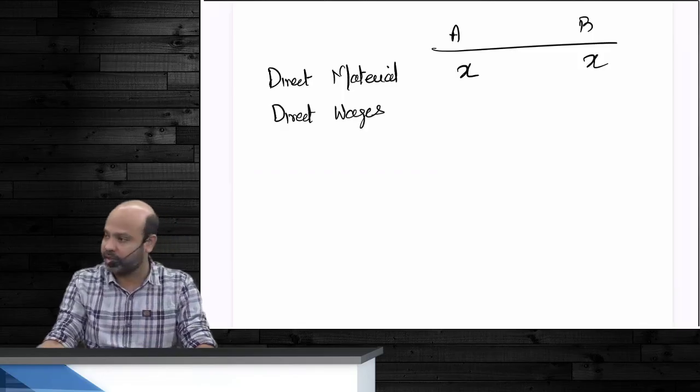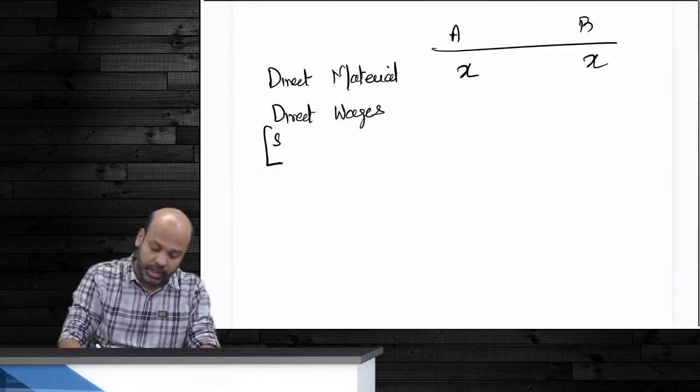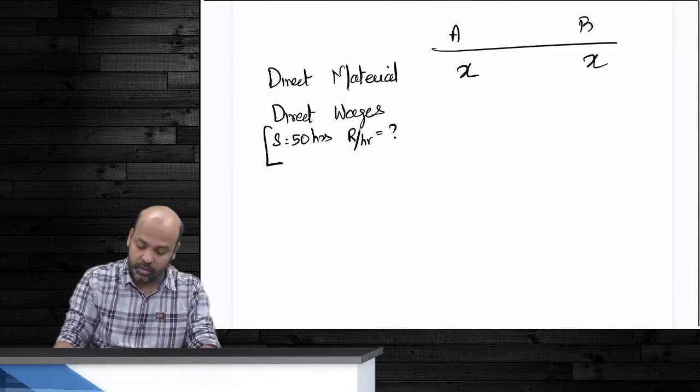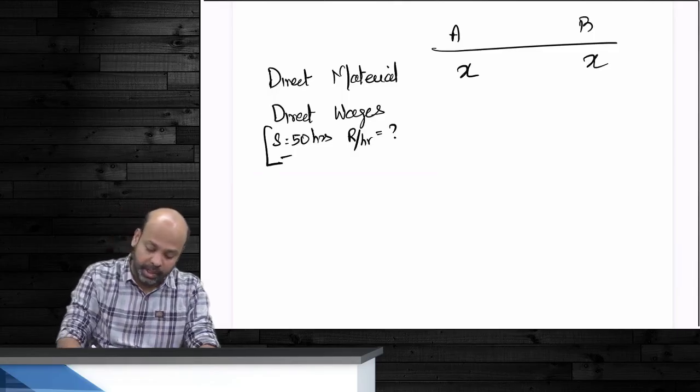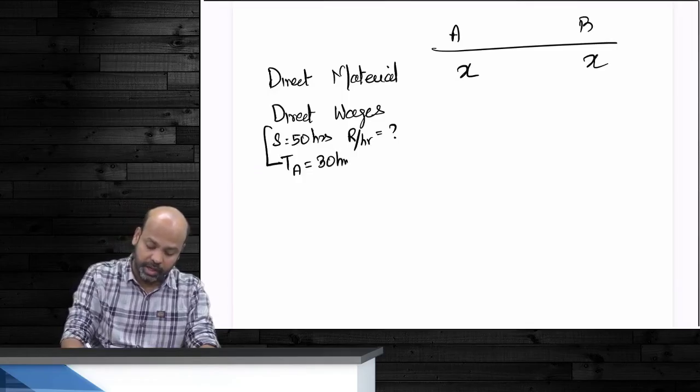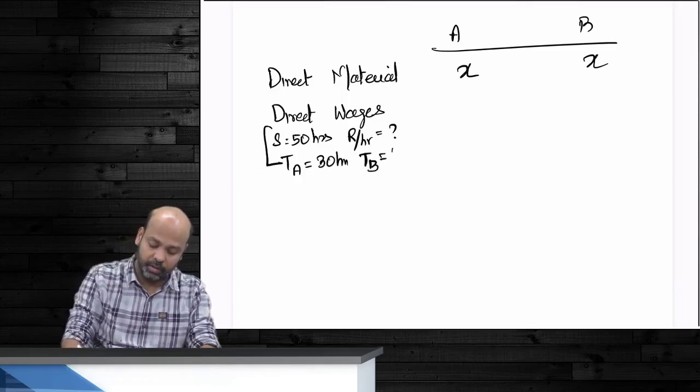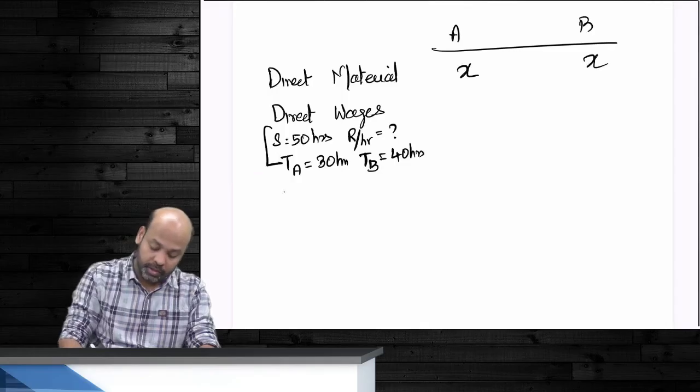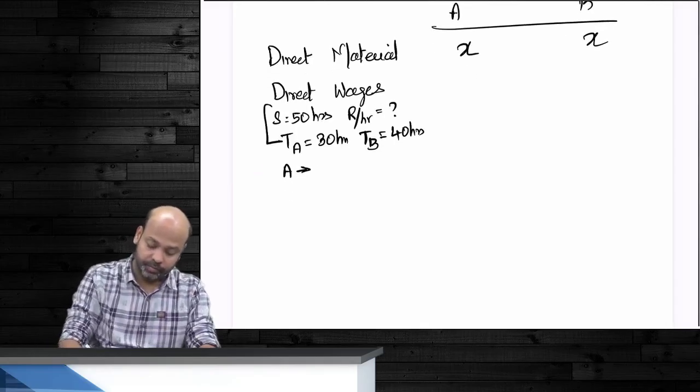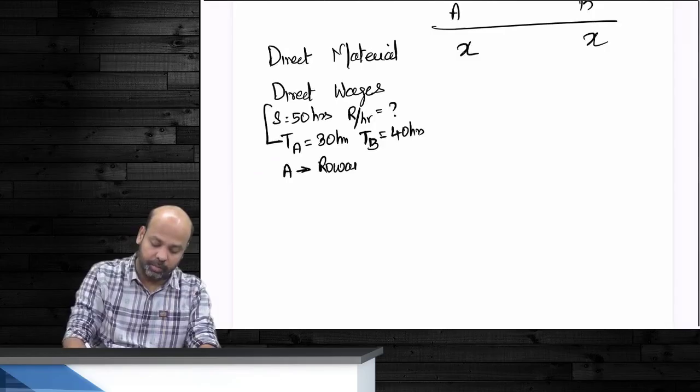Direct wages, guys. Standard time allowed is 50 hours. Rate per hour is not given. Time taken by worker A is how much? 30 hours. Time taken by worker B is? 40 hours. Worker A is under which scheme? Rowan scheme. Worker B is under Halsey scheme.